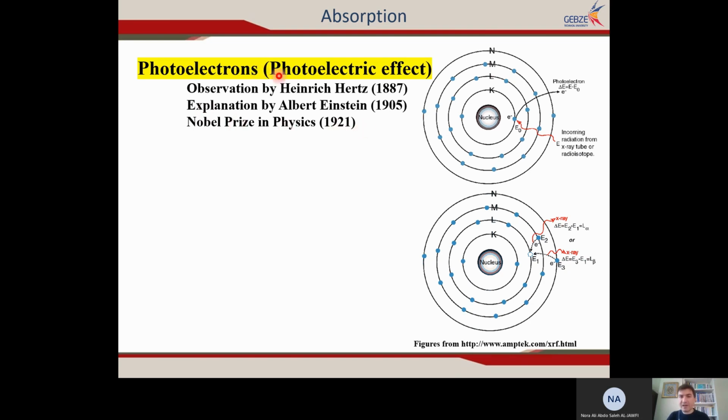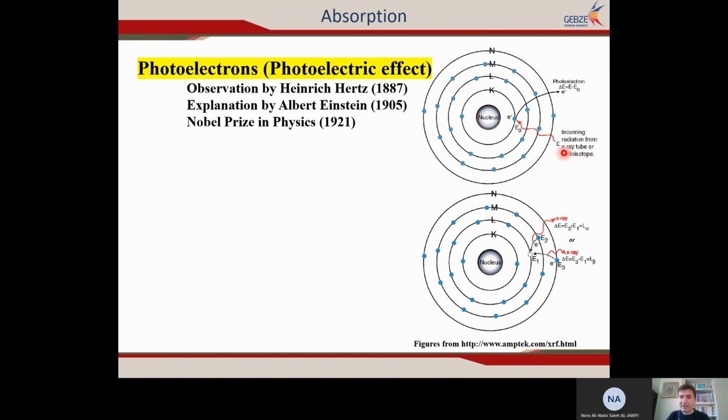The photoelectric effect-based methods are actively used in many technological applications. I will not go into detail within this lecture. I will just explain what the photoelectron is, and then I will continue. Here you see an atom. This is the nucleus, and this is the K shell of the atom, L shell, M shell, and N shell. And we have electrons on these shells, okay?